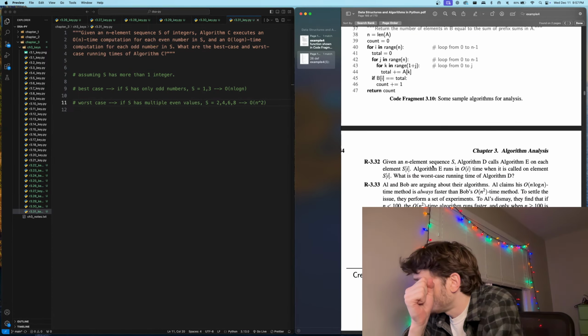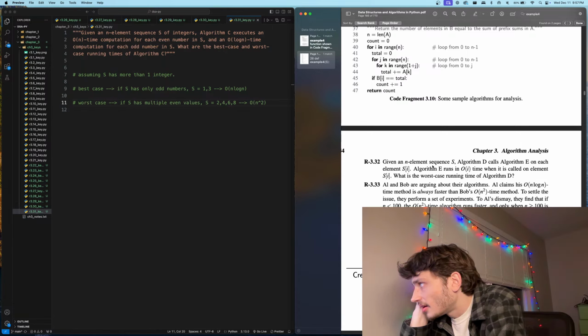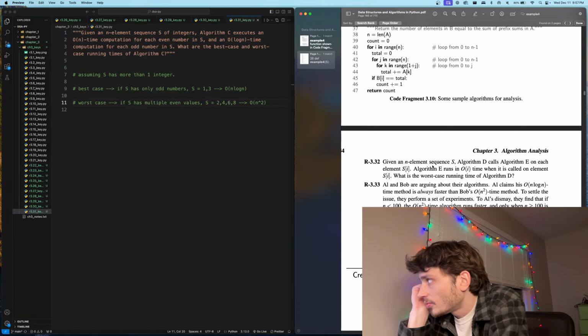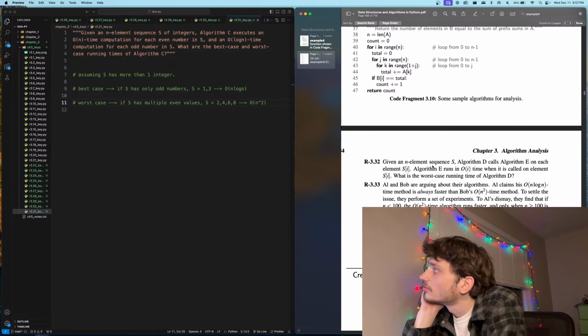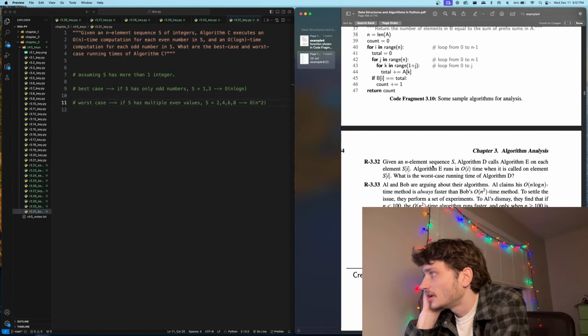Given an n element sequence S, algorithm D calls algorithm E on each element S at index i. Algorithm E runs in O of i time when it's called on the element Si. What is the worst case running time of algorithm D? So it runs in constant time, yeah. Algorithm E runs in constant time when called on the specific index value of the sequence.